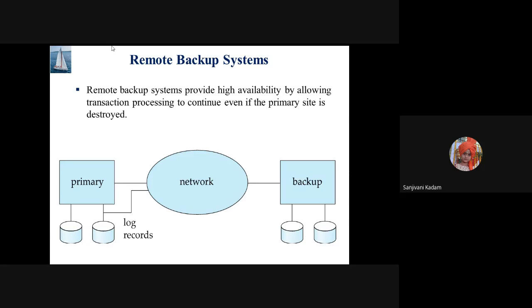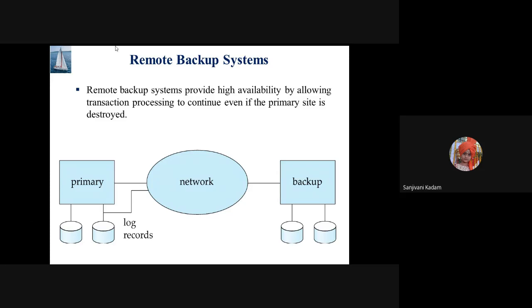A remote backup system provides high availability by allowing transaction processing to continue even if the primary site is destroyed. So if we are keeping the log records also on the backup, and the primary system fails, then we can take the backup from the new machine and continue with the transactions or start our system.